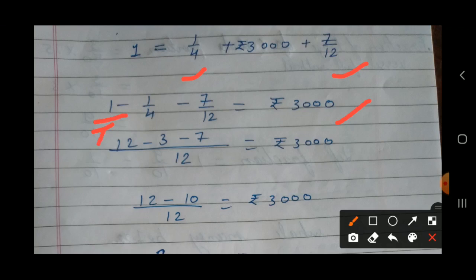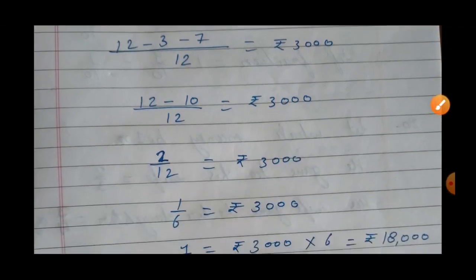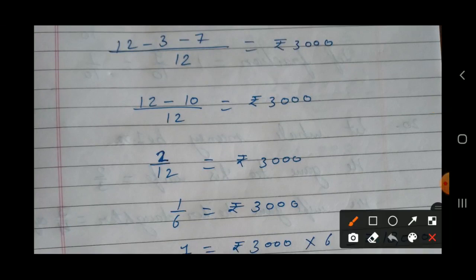Now, students, start the calculation. Here we will put 1 in the denominator. Now 1, 4, 12. If we find the LCM of 1, 4, 12, that will be equal to 12. In the numerator we are getting 12 minus 3 minus 7. Minus 3 minus 7 equals minus 10. The sign goes with the bigger number, that is 7, with the minus sign. Yes, 12 minus 10 equals 2.